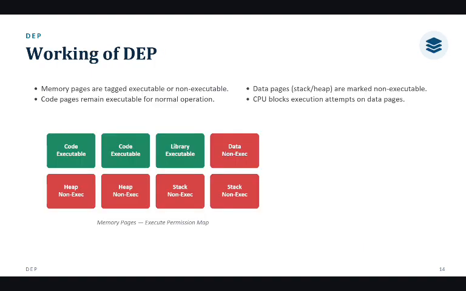Here's how DEP is applied in practice. Memory pages are tagged as either executable or non-executable. Code pages, the actual program instructions, remain executable because the program needs to run. But data pages like the stack and heap are marked non-executable since they should only ever hold data, never running instructions. If the CPU detects an attempt to execute something from a non-executable page, it simply blocks it. You can see that permission map here. Green pages are allowed to execute, red ones are not.